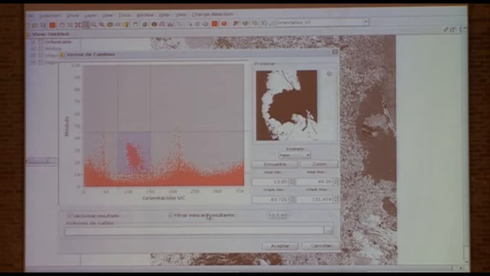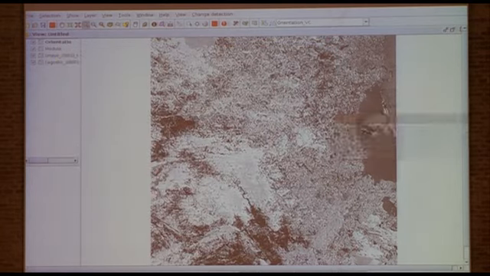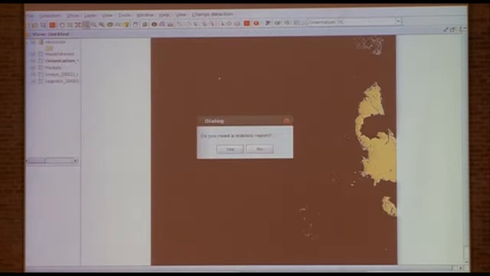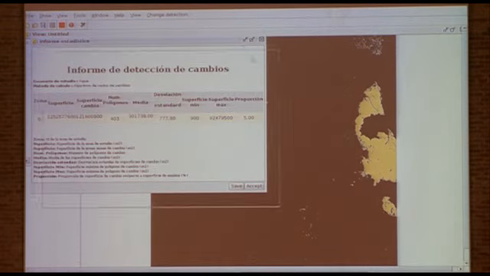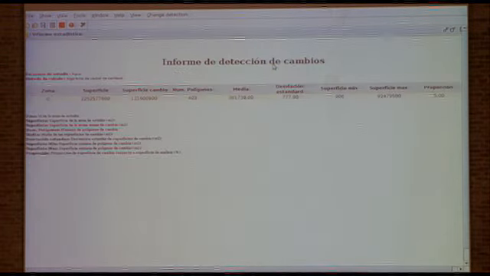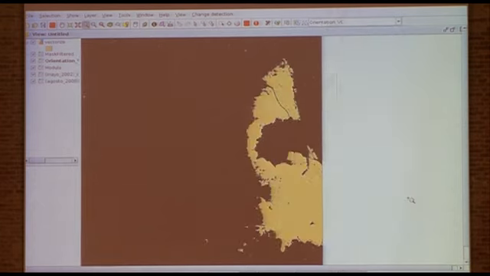Once we have adjusted the parameters, we can generate the result. The result is a layer, a mask telling us what the changes in that area are. We are generating it in raster. We get some statistics: the surface of the area of changes, the number of zones and of polygons.